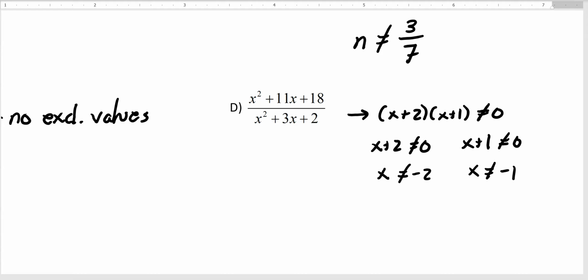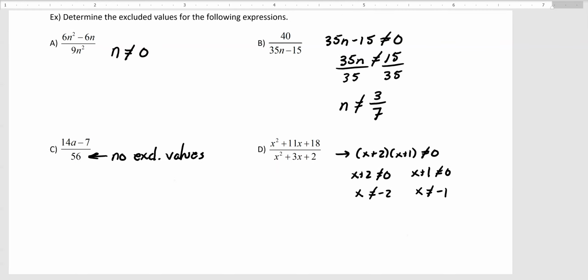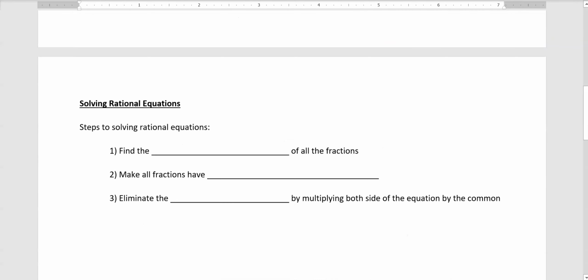Now, it's important to note, these are not the answers. These aren't the solutions. These are what our solutions cannot be. So if I were to solve this and find x equals negative 2, no. That doesn't work. Okay? So let's talk about how we actually solve these in full here.